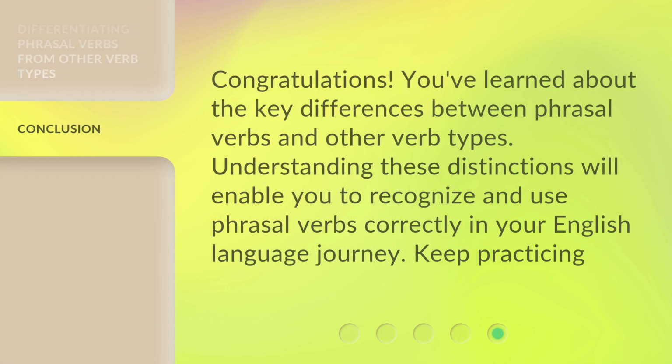Congratulations! You've learned about the key differences between phrasal verbs and other verb types. Understanding these distinctions will enable you to recognize and use phrasal verbs correctly in your English language journey. Keep practicing.